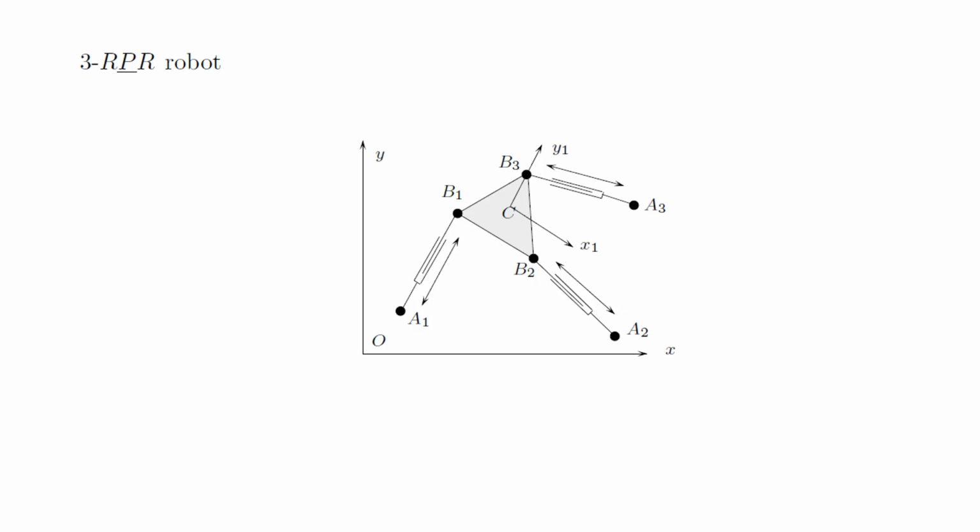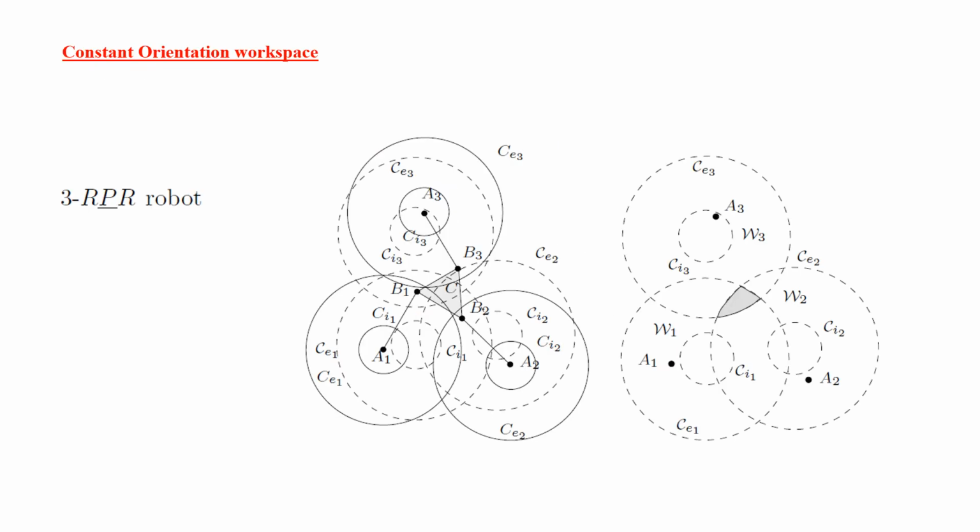Now, by considering the 3 RPR robot parallel manipulator as an example, we will be deriving the workspace by a few methods. Here, this is the 3 RPR robot, which has 2 revolute joints and a prismatic joint at each leg. The first approach is the constant orientation workspace. We suppose that the orientation of the moving platform is fixed and we have to determine all the possible locations for a reference point C on the platform.